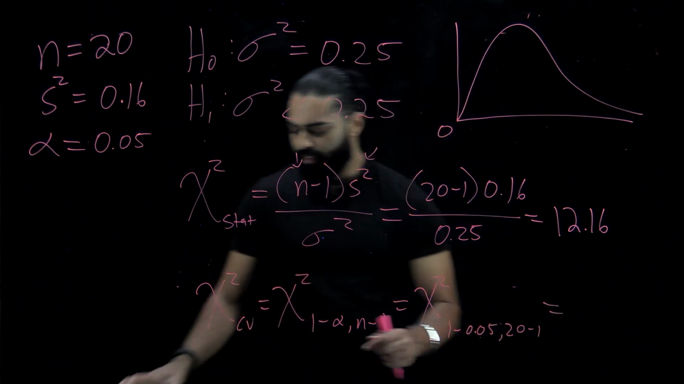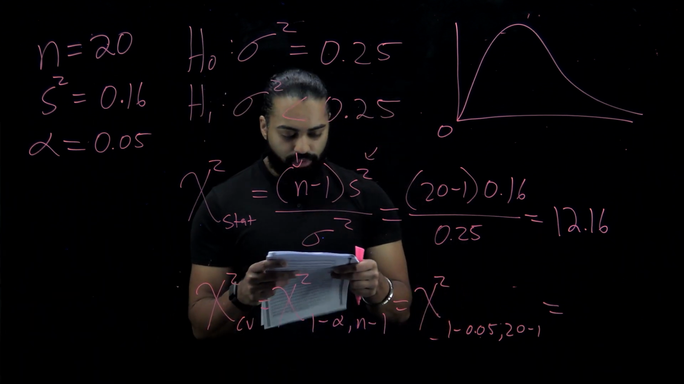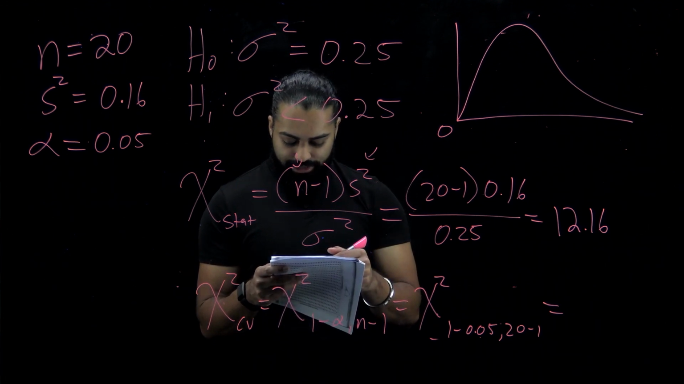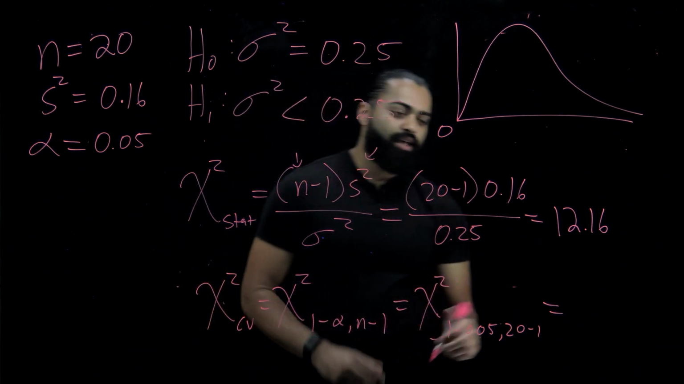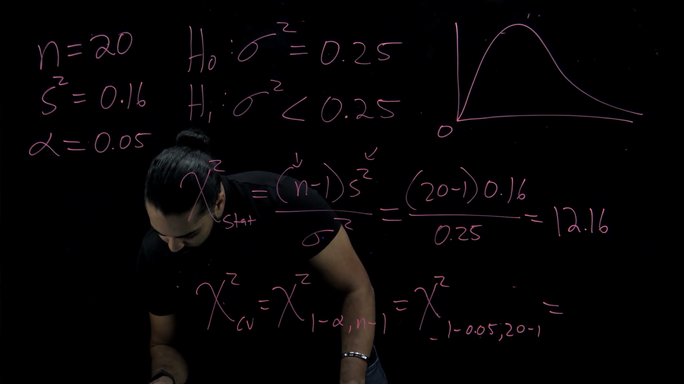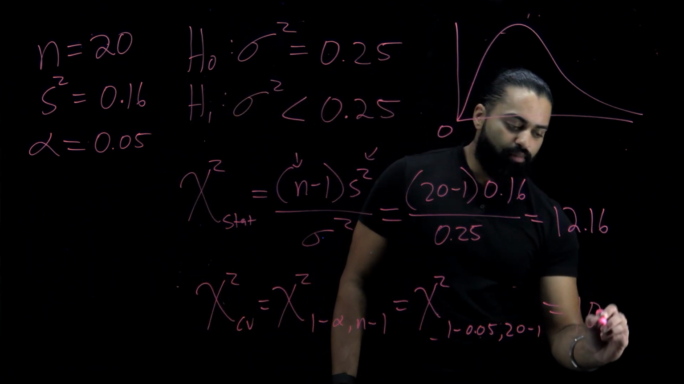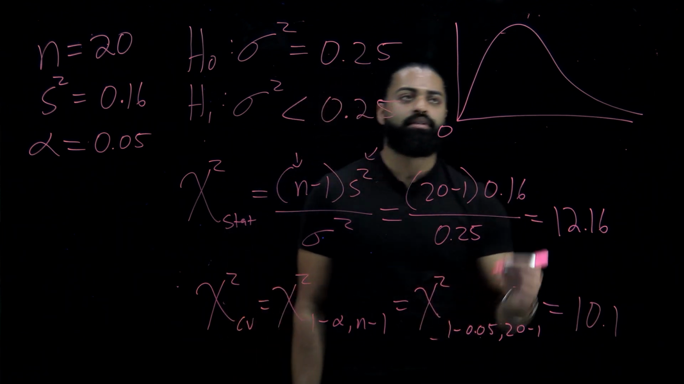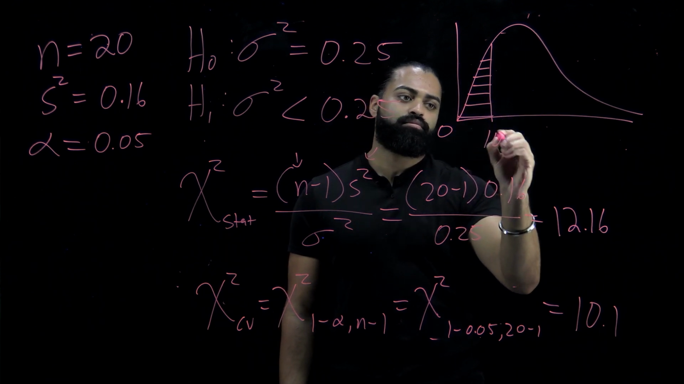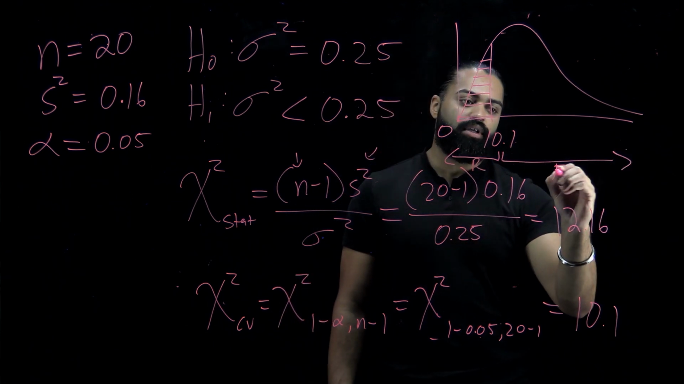And if I look this up on my table, which you all have tables accessible to you, I would go to the column that has 1 minus 0.05, which is 0.95, and I would go all the way down to 19. And when you get that, you should get 10.1. So it's a left tail test still. So anything less than 10.1, we would say reject. Anything greater would be fail to reject.